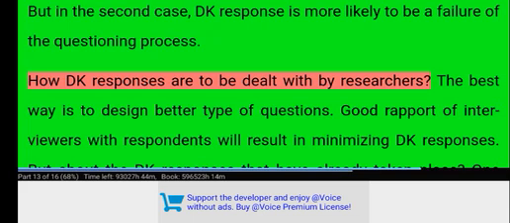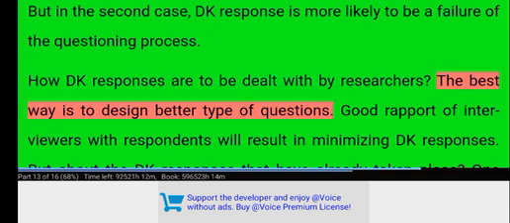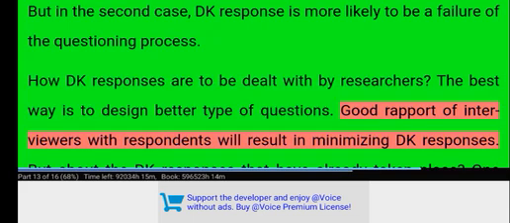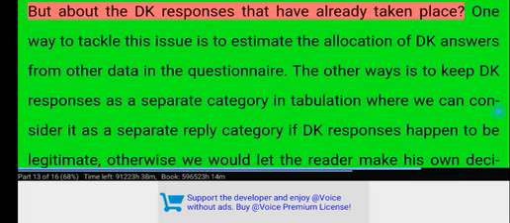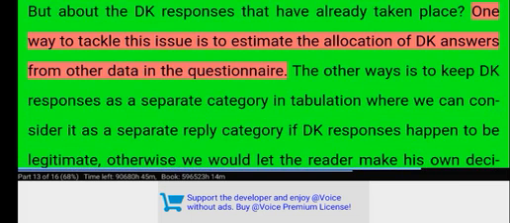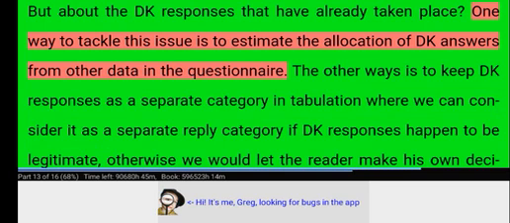How DK responses are to be dealt with by researchers. The best way is to design better type of questions. Good rapport of interviewers with respondents will result in minimizing DK responses. But about the DK responses that have already taken place, one way to tackle this issue is to estimate the allocation of DK answers from other data in the questionnaire.